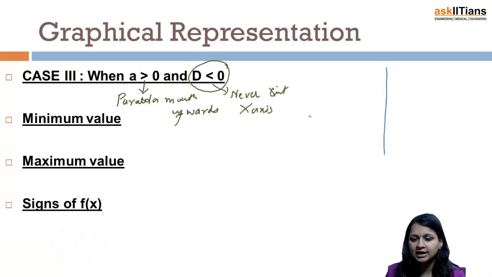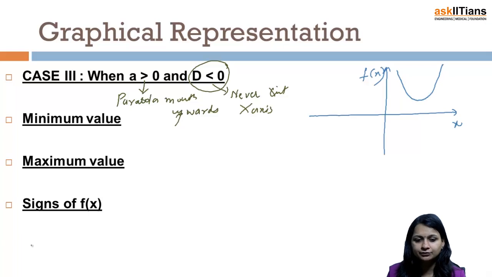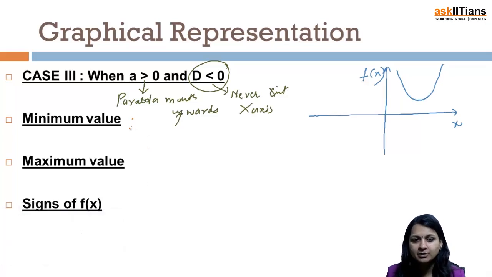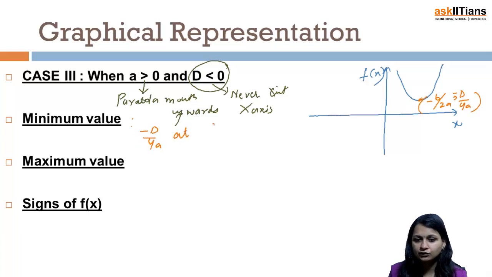So my figure would look like this. This is my x-axis. This becomes my f(x). Now the parabola has its mouth upwards, never cutting the x-axis, so it would look like this. Now let's talk about the second point, minimum value. The minimum value would again occur at x equal to minus b upon 2a, and that would be minus D upon 4a. Maximum value is again infinity when x is approaching infinity.